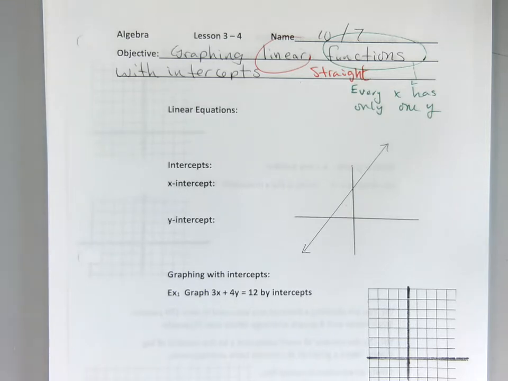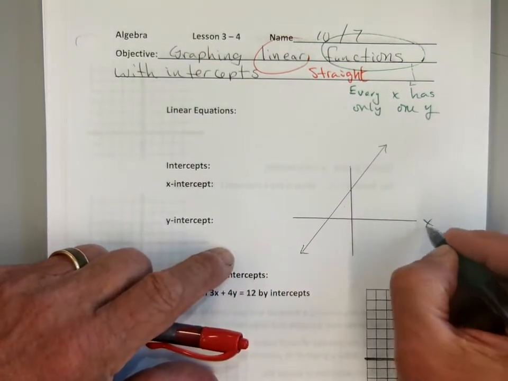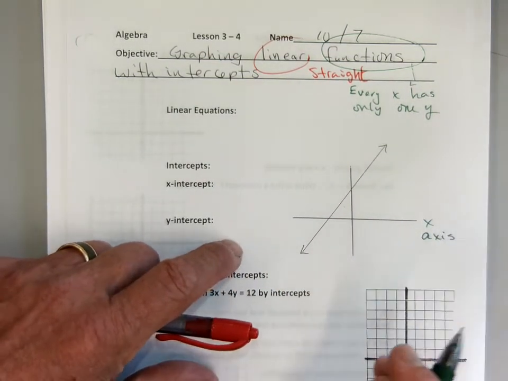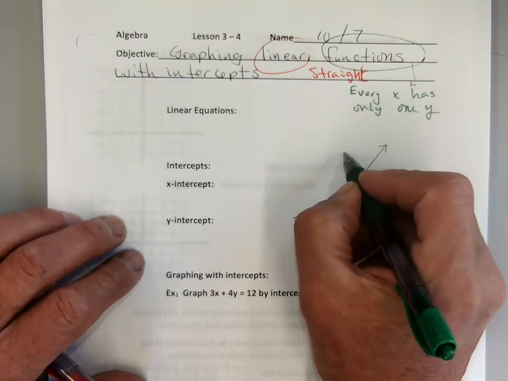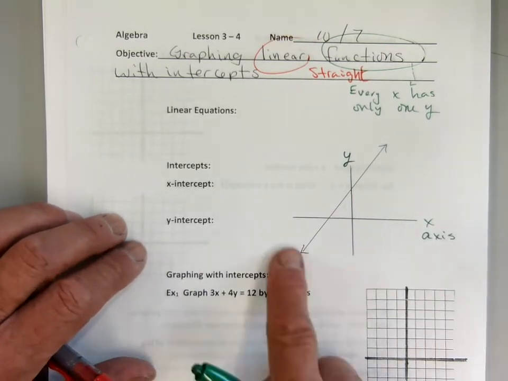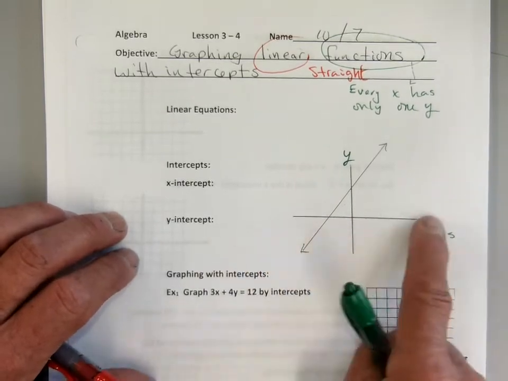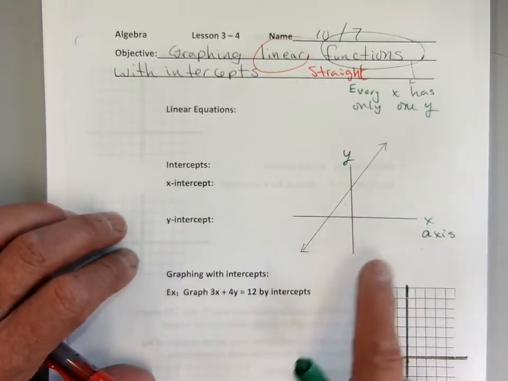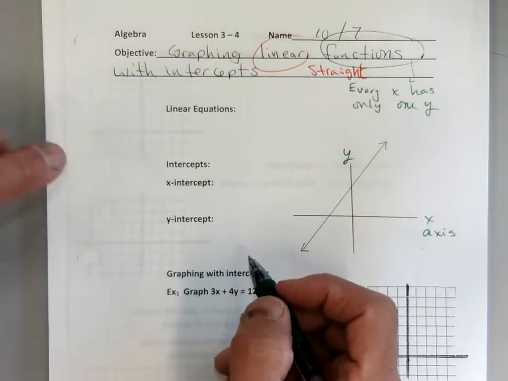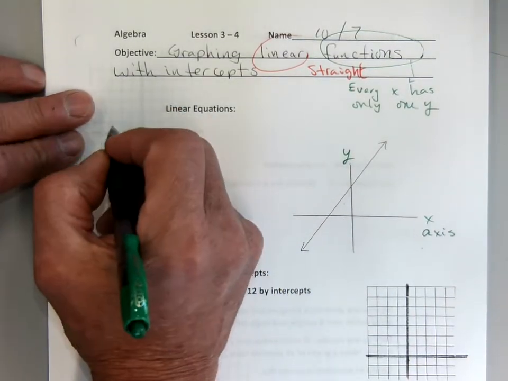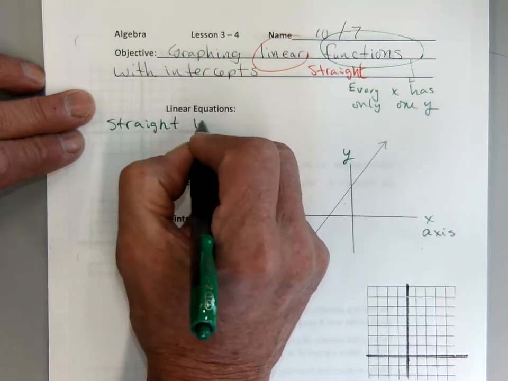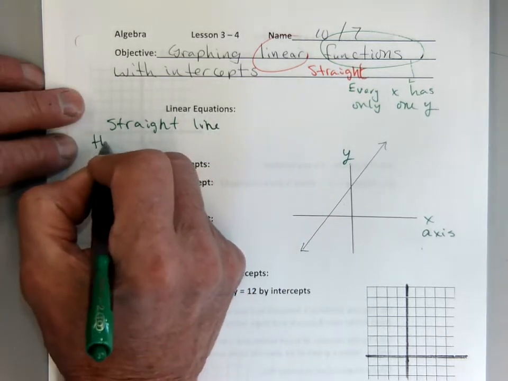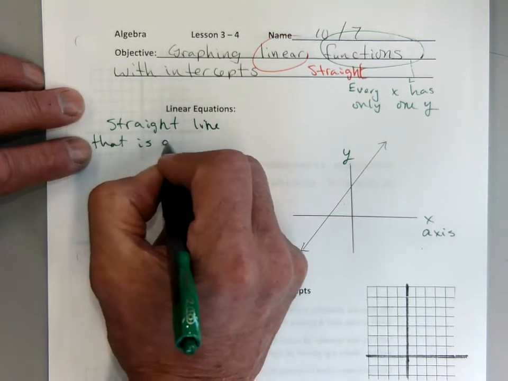So if I take a look at the picture I gave you, this is the x-axis. It represents all the x values along this point. This is the y-axis, it represents all the y values. X is over, y is up. Domain, range. So a linear equation is going to be a straight line that is a function.